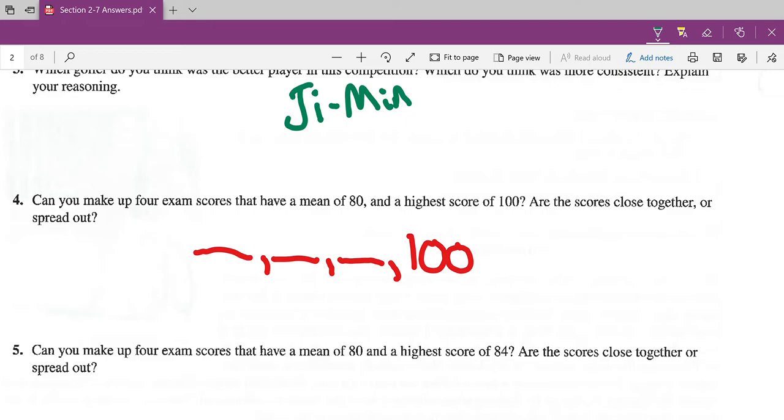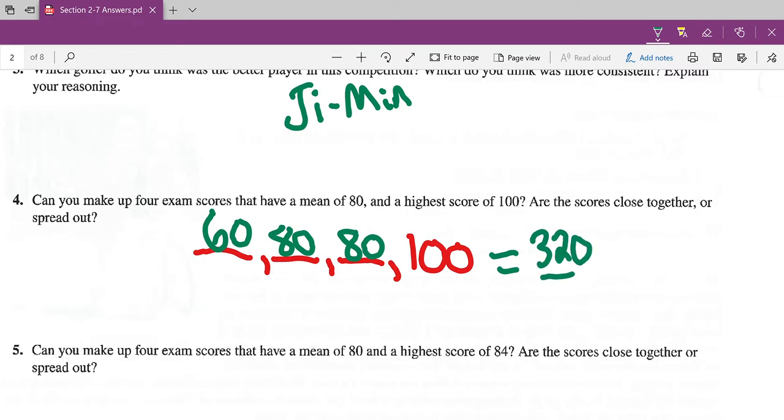Hopefully now you've unpaused it and solved this problem on your own. The easiest example for me to come up with, but there's lots of others that work, is 60, 80, 80, and 100. What do you get when you add all those scores up? You get 320. And when you divide by 4, you do get 80 as the average.